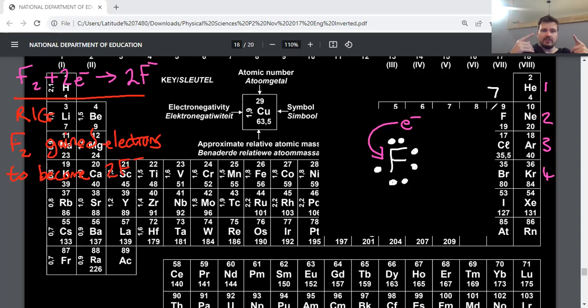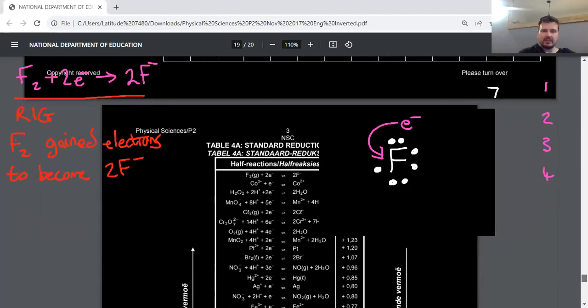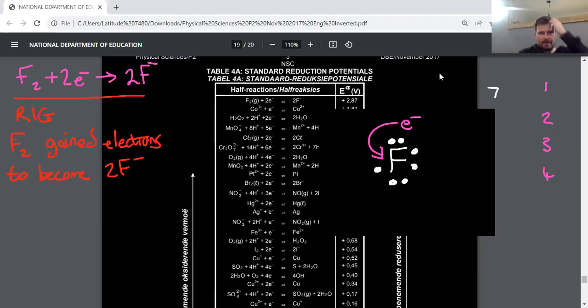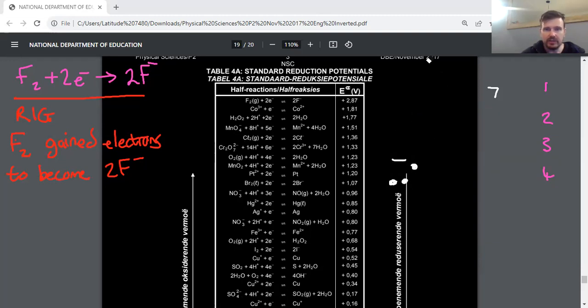So the main takeaway from that is that fluorine, being so electronegative, is always reduced. As long as we remember that, we can figure out what's happening in this table. That allows us to check what's going to happen with our reaction. So if we look at fluorine, it's at the top, so fluorine is always going to be reduced.